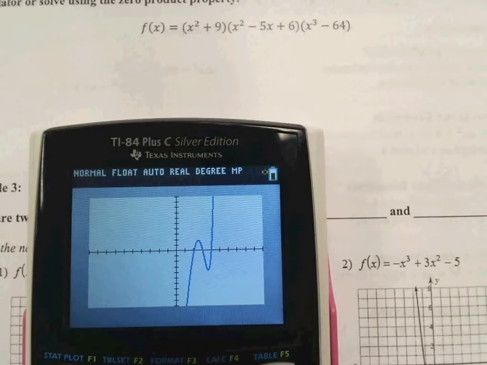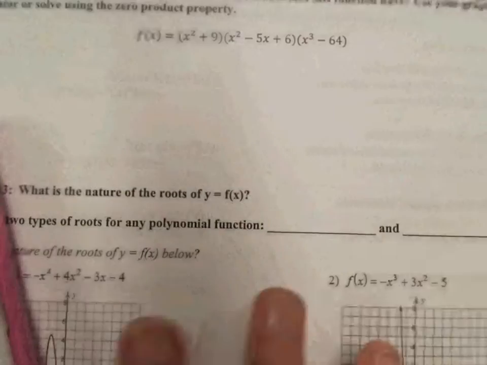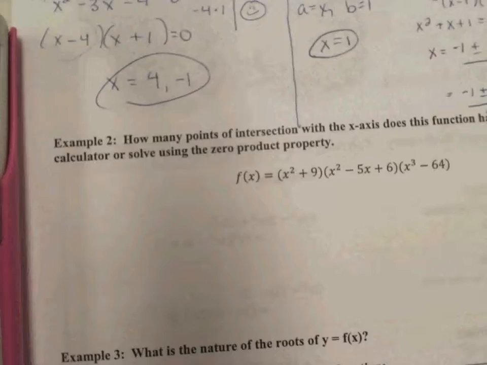There it is. Mine did that. Great. You did it. Good job. So as you can see, it hits the x-axis 3 times. So that's actually the solution to this question. How many points of intersection?